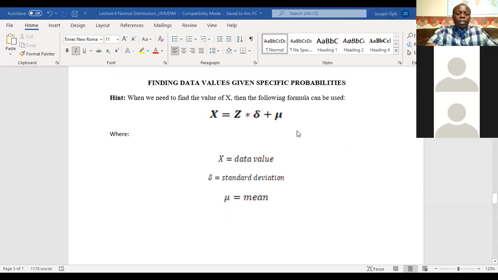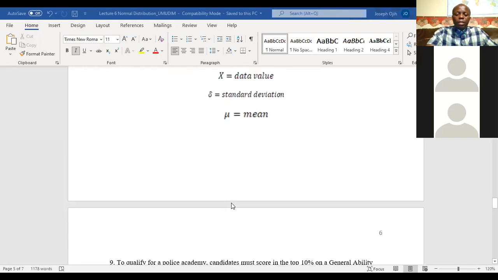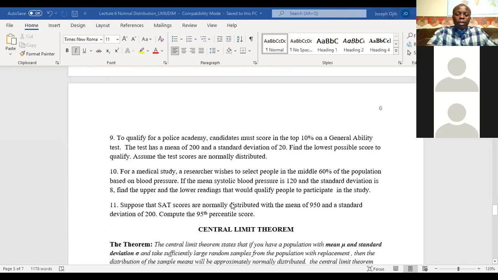Now, finding the data values. To do this, we're going to use this formula: X, which is the data value, equals Z times standard deviation plus mean. Here X is the data value you're looking for, the standard deviation, and this is the mean. How do you apply this? Look at a good example.